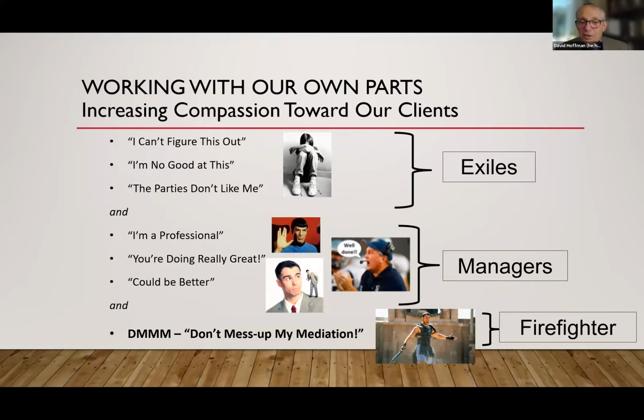And this firefighter part, I'll tell you a story about that part. I call it my dumb part, which stands for don't mess up my mediation. This is when one of the participants in a mediation is behaving in ways that are just making my life really difficult.